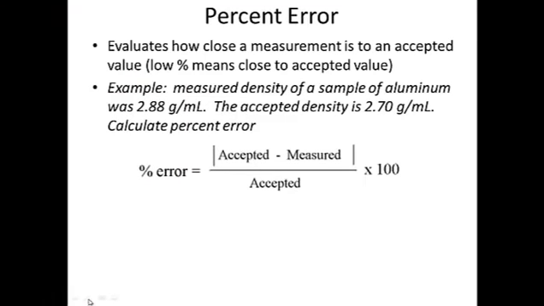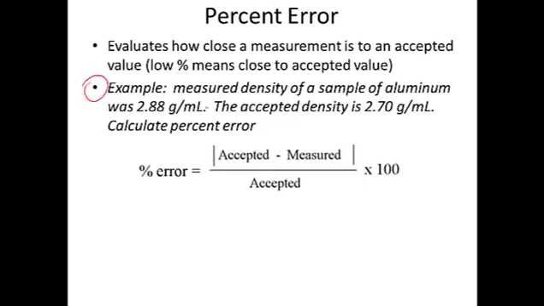Unit 1.6, we're going to look at two separate topics. The first is going to be percent error, and then we're going to look specifically at states of matter more. We talked a little bit about it earlier in the chapter. Percent error is a calculation that we use quite a bit to evaluate how well we did in our measurements. It's how close the measurement is to an accepted value. If you have low percent error, it means that your measurement was close to the accepted value.